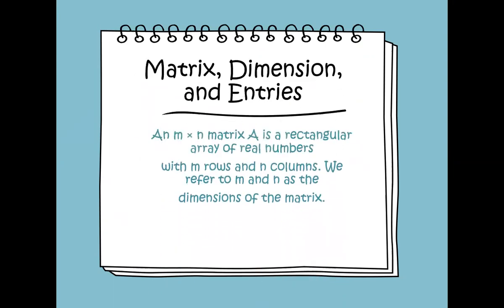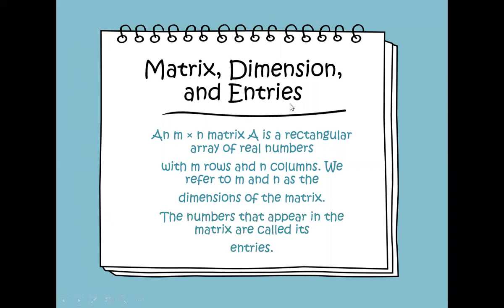So let's start by formally defining what a matrix is and introducing some basic terms that you need to know. An M times N matrix A is a rectangular array of real numbers. M refers to rows and N refers to columns. So when we have M times N, this refers to the dimension of the matrix. I'll show you an example after this slide.